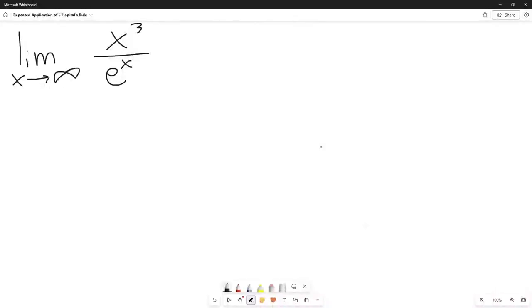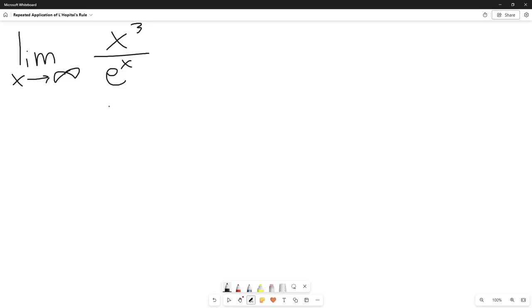So let's say we have this limit, the limit as x approaches infinity of x cubed over e to the x. And this might be intuitively solved by just saying that as x gets bigger and bigger, x cubed grows faster than e to the x. But let's try to solve it mathematically.